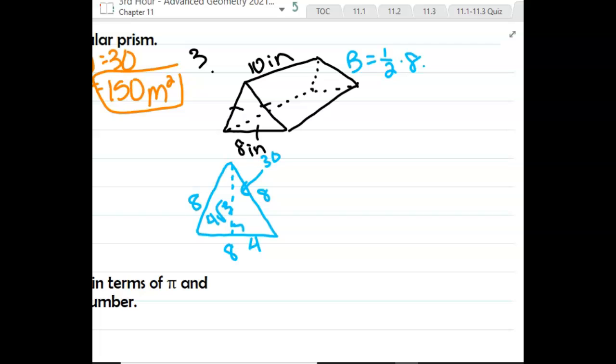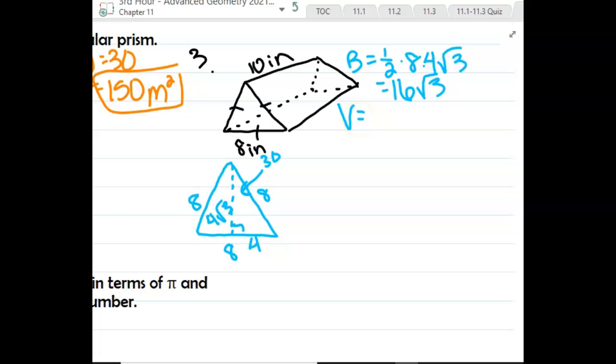So to find the area of the triangle, we're going to take half the base of the triangle times the height, which we found was 4 square roots of 3. Half of 8 is 4. 4 times 4 would be 16 square roots of 3 for the area of my base.